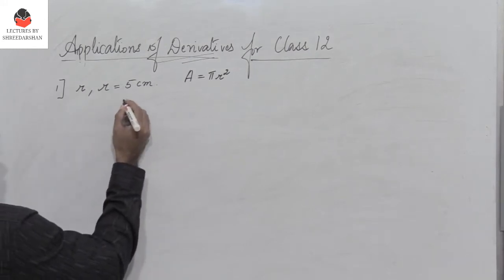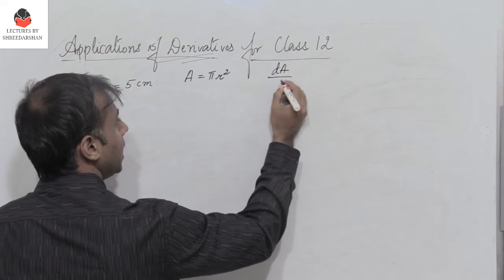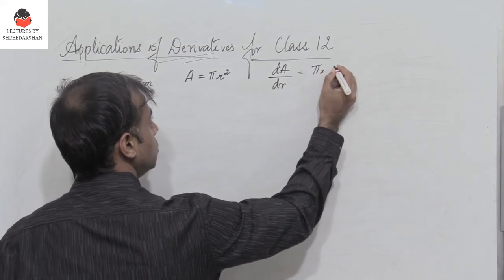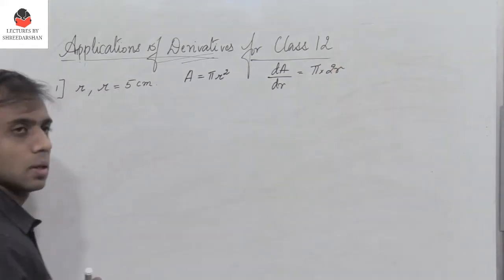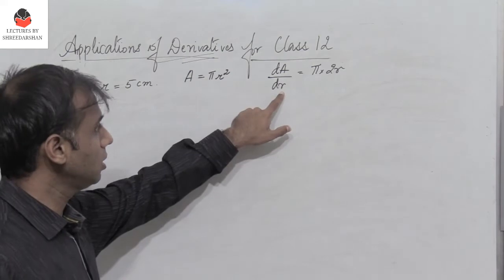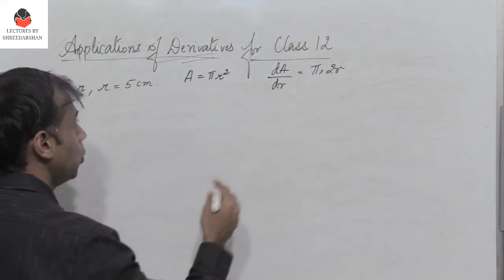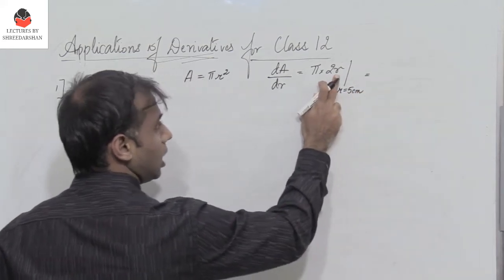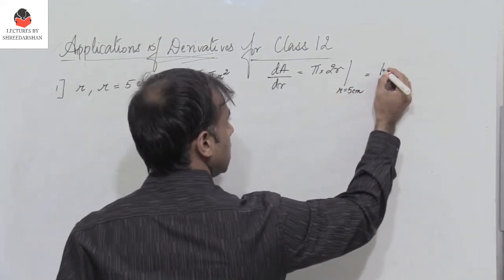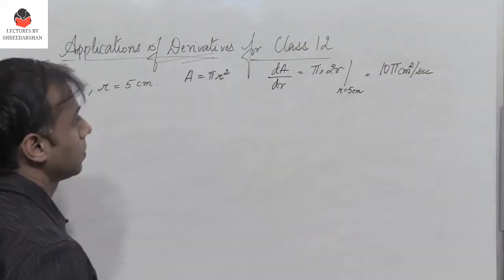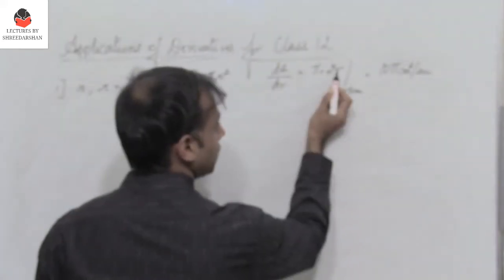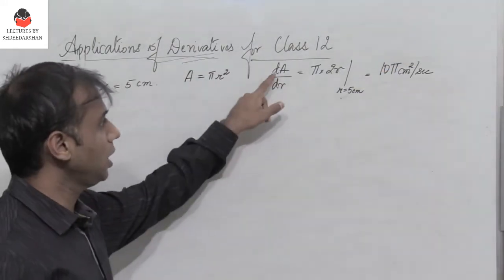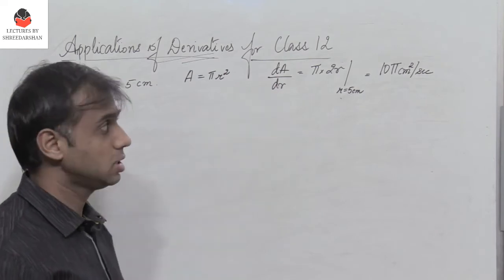Now let us perform dA by dr. Pi is a constant, so it is pi into 2r. I need to find the rate of change of area with respect to the radius when the radius r equals 5 centimeters. Here I put the value of 5, so it becomes 10 pi. Therefore, when I substitute the value of r here, it becomes 10 pi centimeters squared per second. So this is the rate of change of area with respect to the radius r.